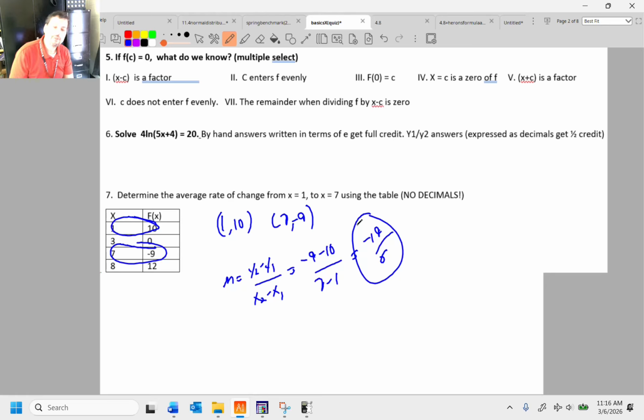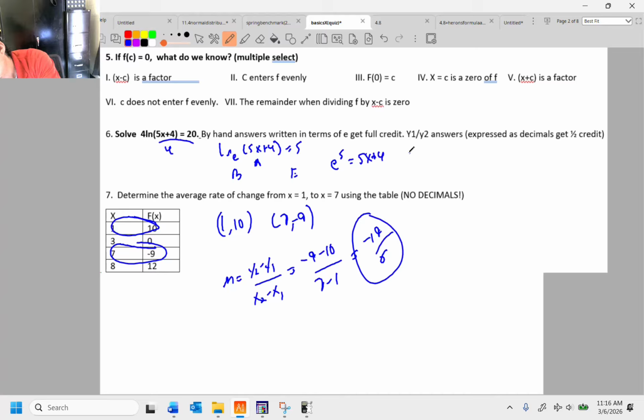Solve: natural log of 5x plus 4 equals 20. Divide out the 4. By the way, natural log has an understood base of e. 20 divided by 4 is 5. Base, argument, exponent. e to the 5th is 5x plus 4. We're going to subtract 4. Now we're equal to 5x. We're going to divide by 5, and we're just going to be happy with what we get. We're not going to go push buttons in a calculator.